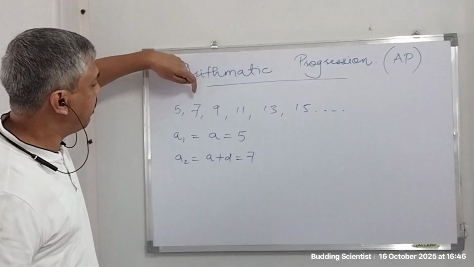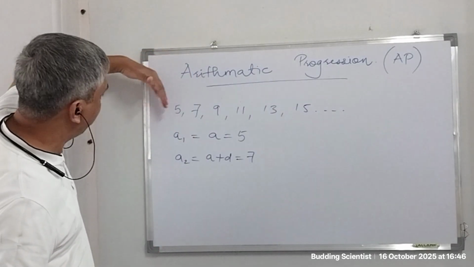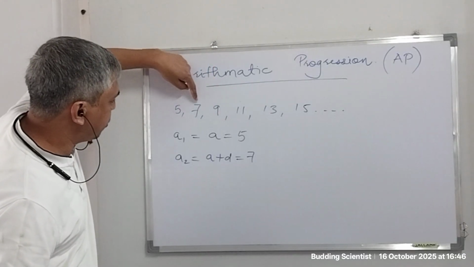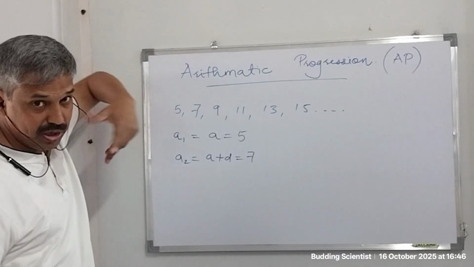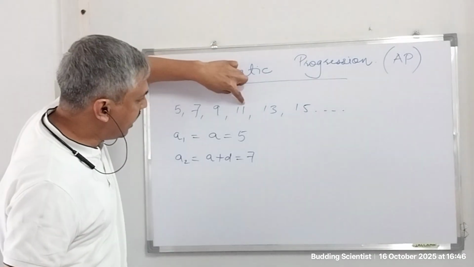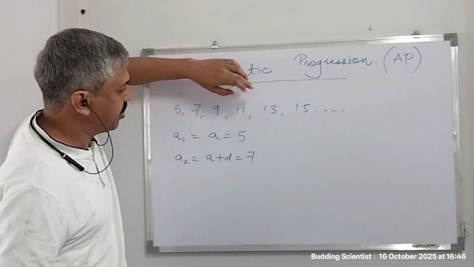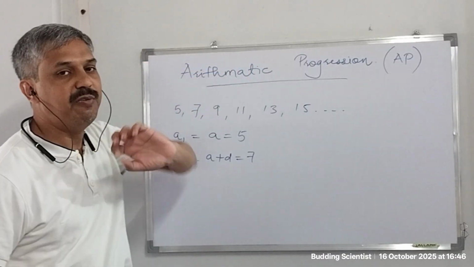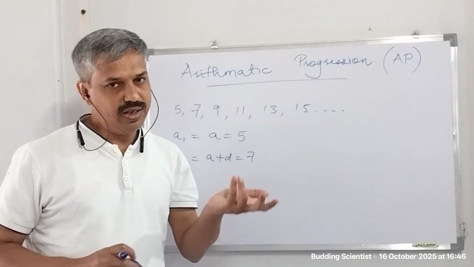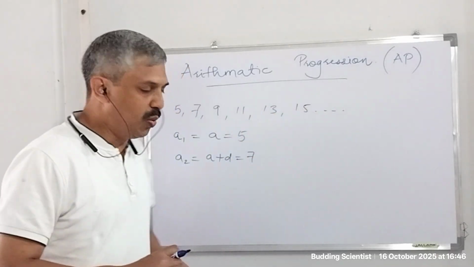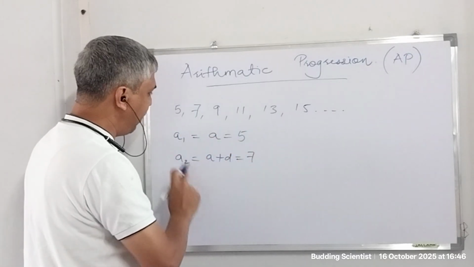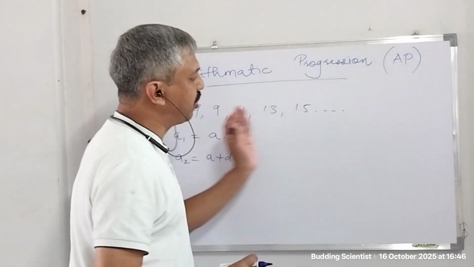Because you can see if you subtract the previous number from the next number, 7 minus 5 is equal to plus 2. 9 minus 7 will be equal to plus 2. 11 minus 9 will be equal to plus 2. 13 minus 11 will also be equal to plus 2. 15 minus 13 again is plus 2, and so on. So the difference is constant, and the difference is positive if the sequence is progressing.